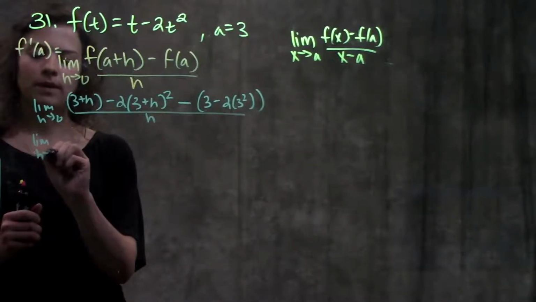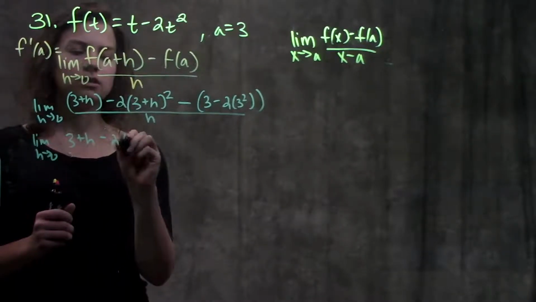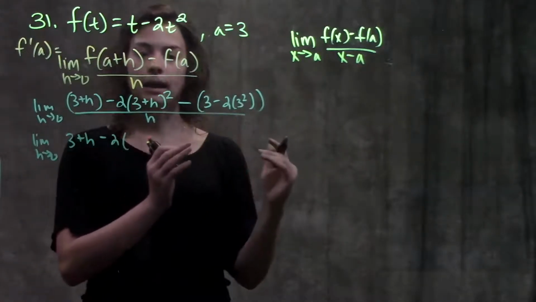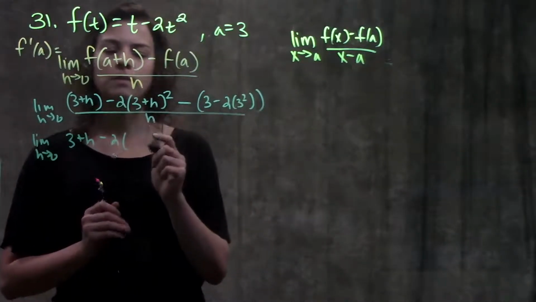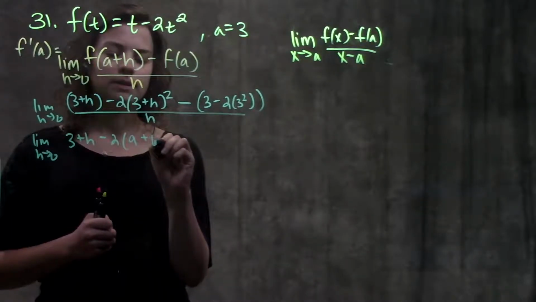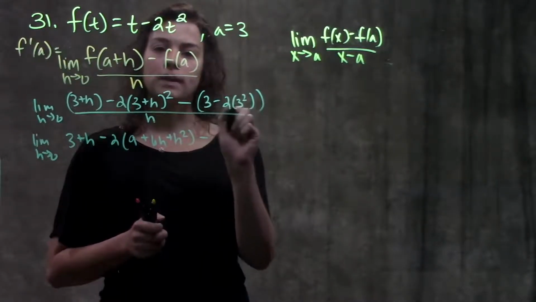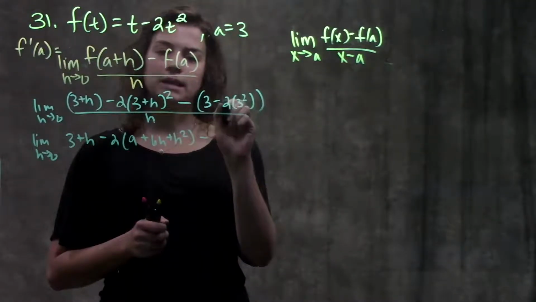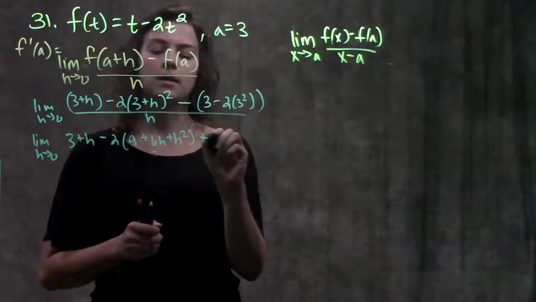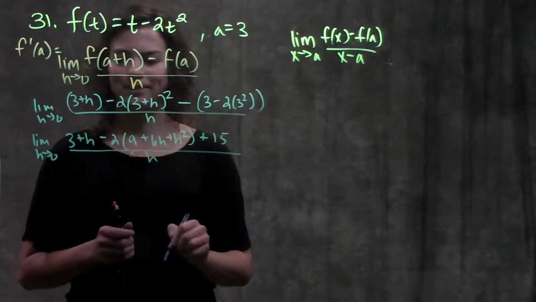Let's go ahead and simplify this a little bit more. Over here, I have 3 plus h minus 2 times, when I multiply this out, I get 3 plus h times 3 plus h because it's squared. And when I multiply that out, I need to FOIL it, and I get 9 plus 6h plus h squared. Minus, when I multiply all this out, on the inside, I get minus 15. Remember, it's minus a negative 15, so that'll become plus 15. And all that is still over h.